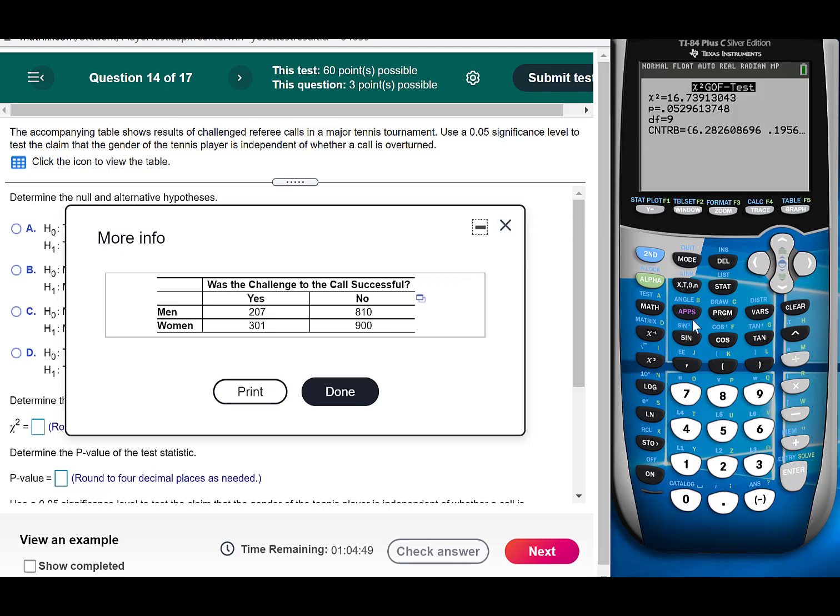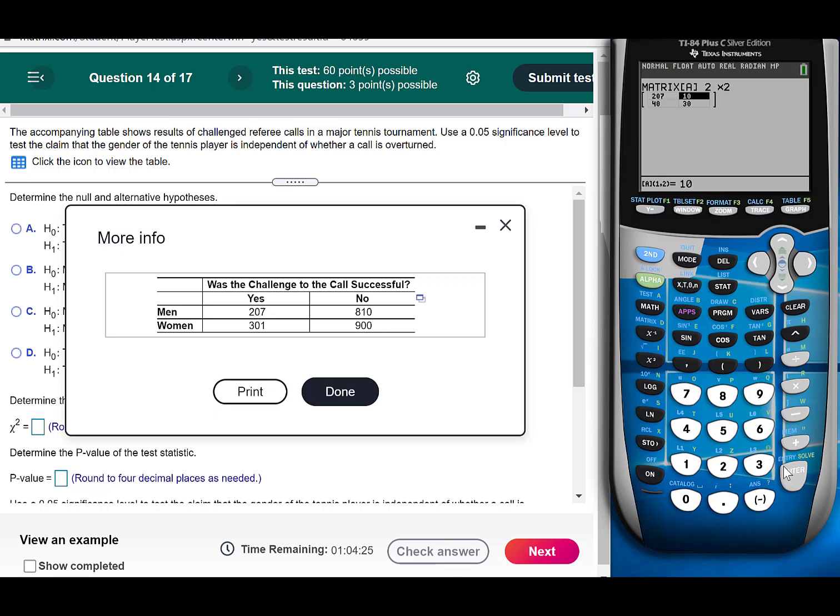Okay, before we do it, guys, we have to prepare the matrix. So let me clear here, second, and matrix. You go to edit, enter, and then what do we have here? I have a data set that has 2 rows and 2 columns. So that's good. I have a 2 by 2. And then I'm going to enter 207.